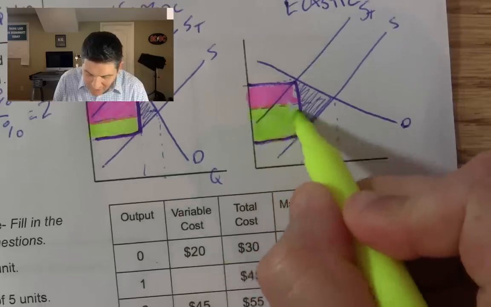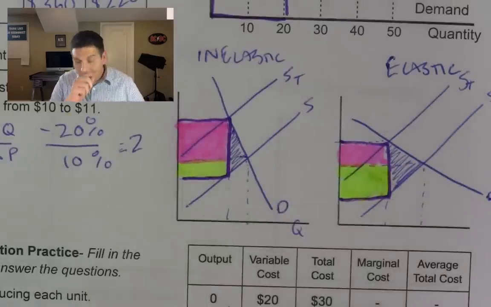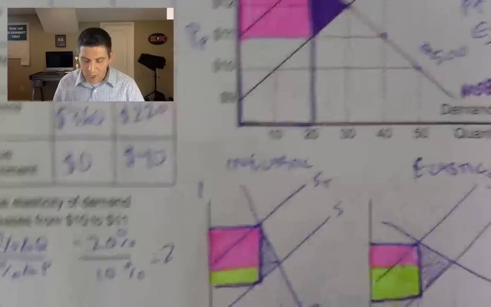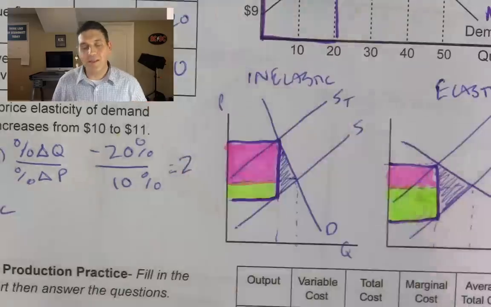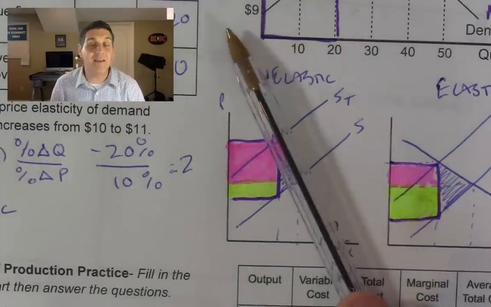Again, this might not be a huge concept on the test, but I wanted to finish it off so you can see two things. One, the idea of the total revenue test, and two, finish off this idea of taxes. You can see who's paying more of the tax. It depends on a couple of things. It depends on the elasticity of the demand, but also the elasticity of the supply curve.